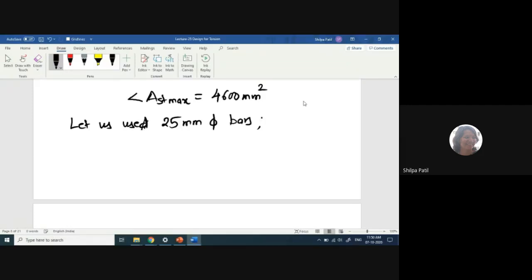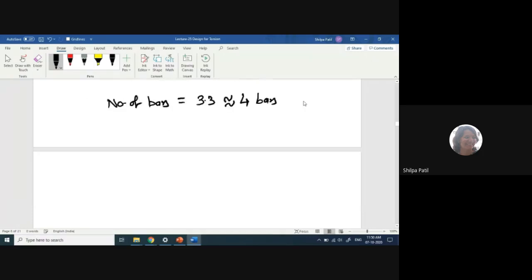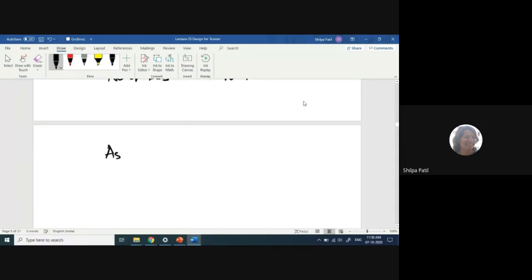Okay, so let us use 25 mm bar diameter. So I will find out number of bars. 3.3. 3.3. It means 4 bars we have to find out. So what is the provided area? AST provided. Pi d square by 4 into 4. 1963.5.